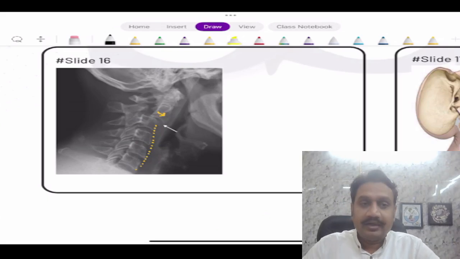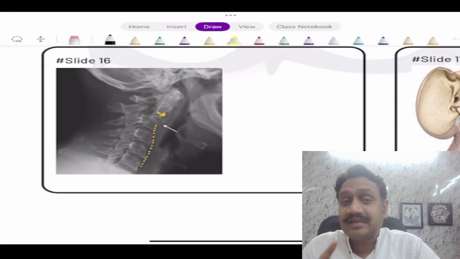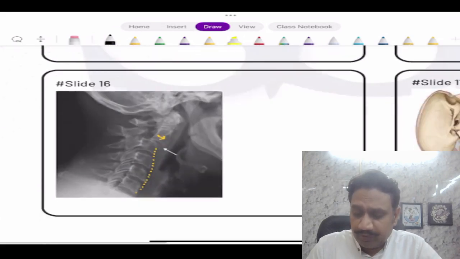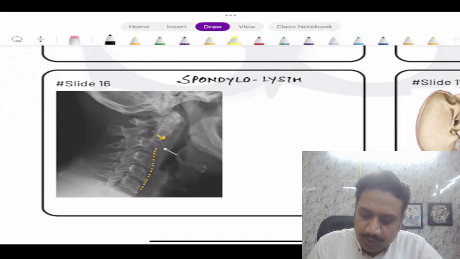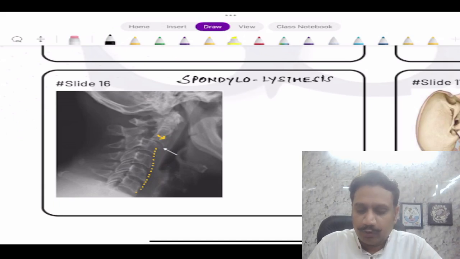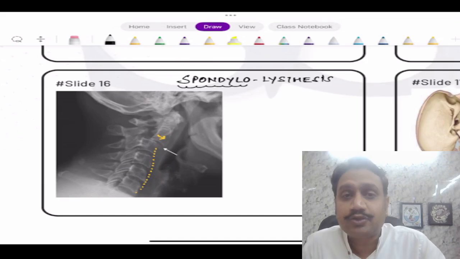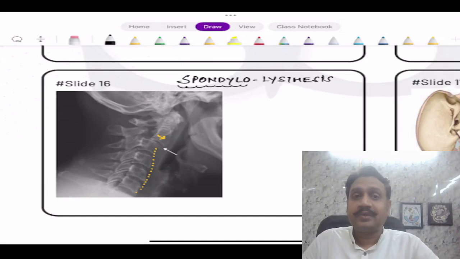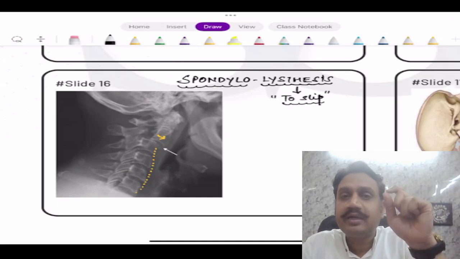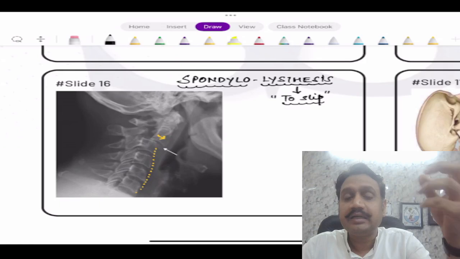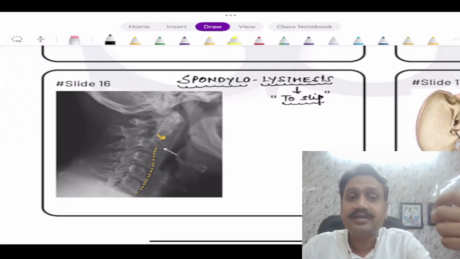Now about this one, when any vertebral body slips over another vertebral body, what do we call it? We call it spondylolisthesis. Now, what is the meaning of this word? You can remember from the classroom notes that spondylo is for vertebra, right? And listhesis means to slip. So whenever any vertebral body slips over another vertebral body, it is called spondylolisthesis.